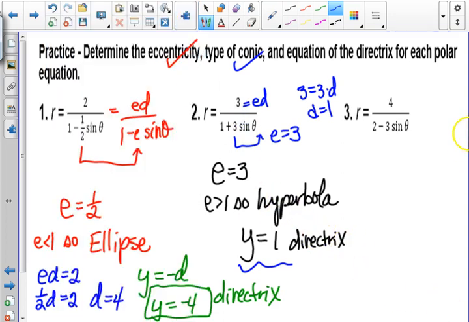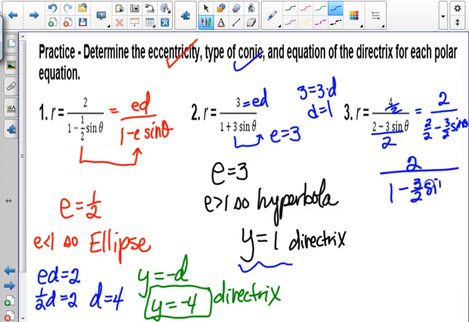All right, here we go. What happens when we get to number 3? There's not a 1. Remember I told you that 1 was really, really important. Nothing works until there's a 1. Okay, so what we're going to do is we're going to divide the top by 2 and the bottom by 2. And why did I pick 2? Because I want a 1 right there. Okay, so 4 divided by 2 on the top becomes a 2. But down here, remember, we have a 2 over 2 and a 3 over 2 sine theta. So it becomes 2 over 1 minus 3 halves, and you can use a decimal, I don't really care, sine theta.